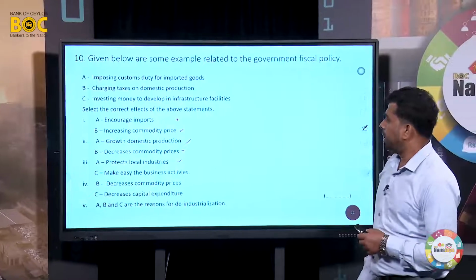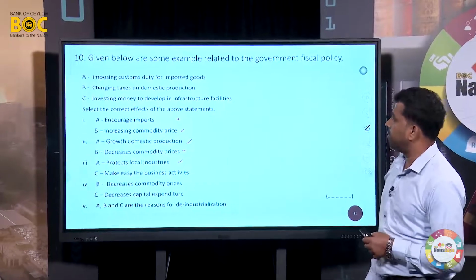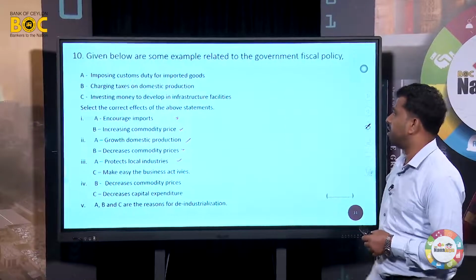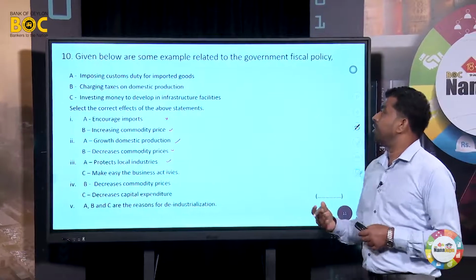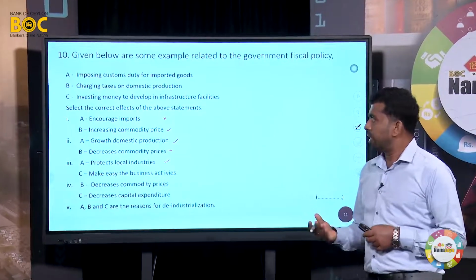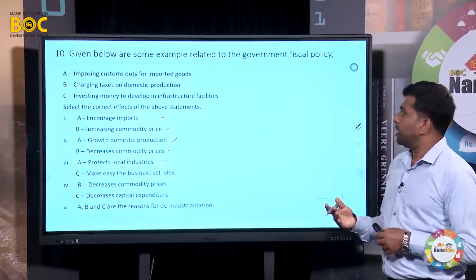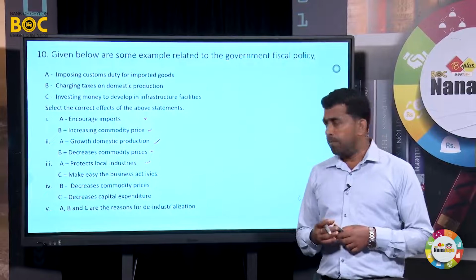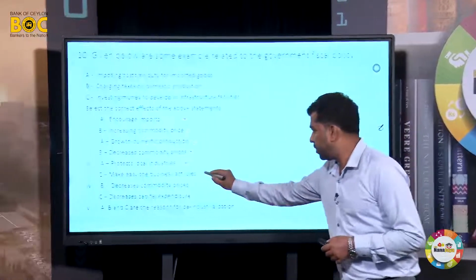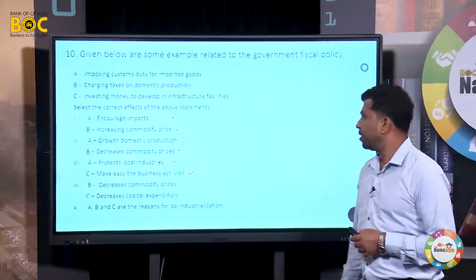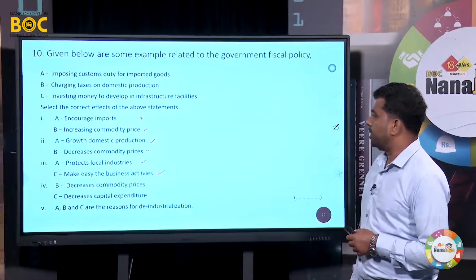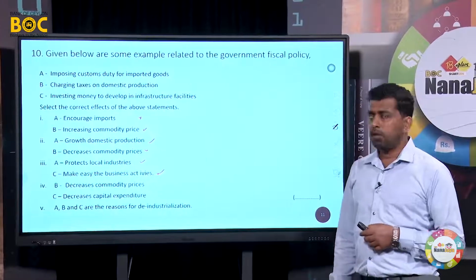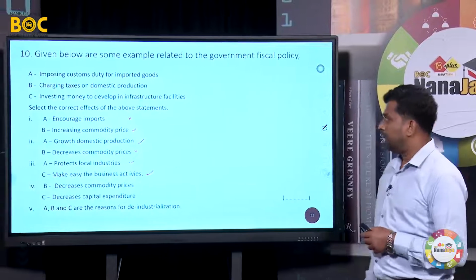C. Make easy the business activities. Invest in money to develop infrastructure facilities. After developing infrastructure facilities, it facilitates to run smoothly the private sector businesses. It is correct. So we can see third one as the correct option for the question number 10.